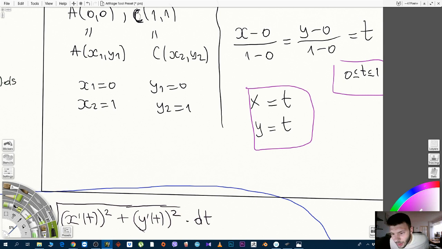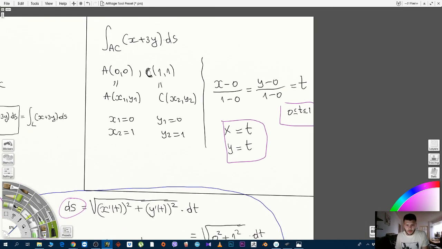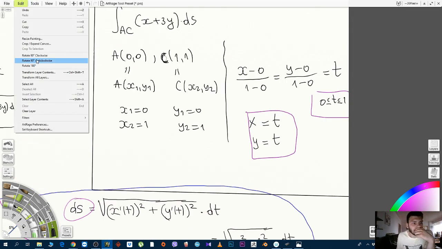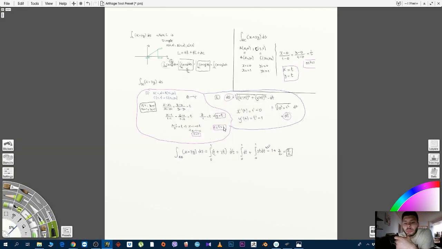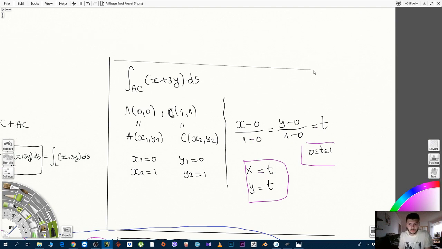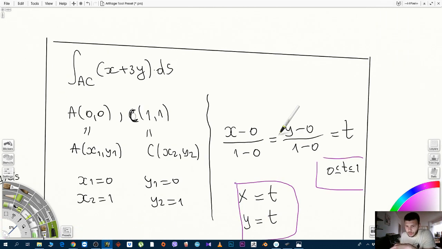Oh God, I don't have enough space. Sorry about that. Let's expand our canvas. It will be pretty large canvas. I hope that I will finish my problem. I hope that the application won't make some problems.